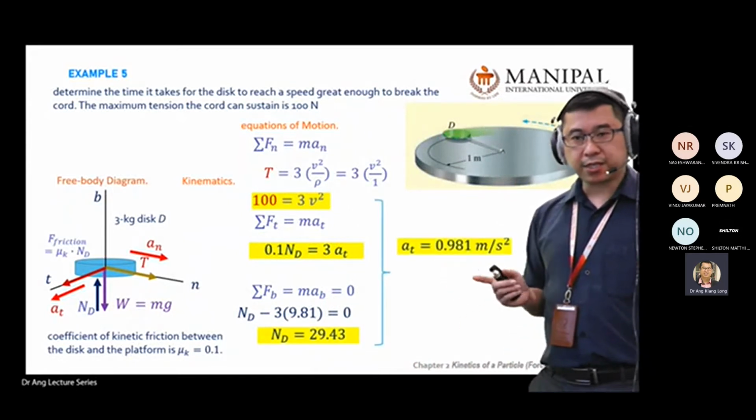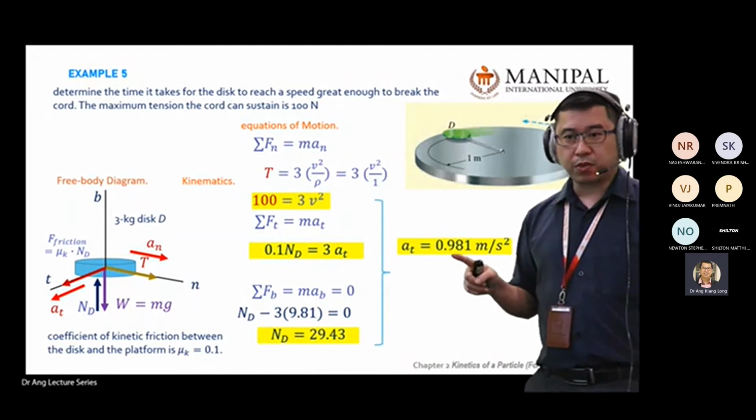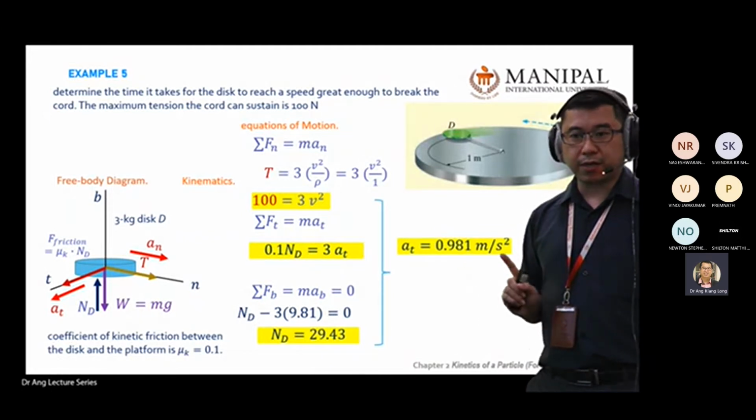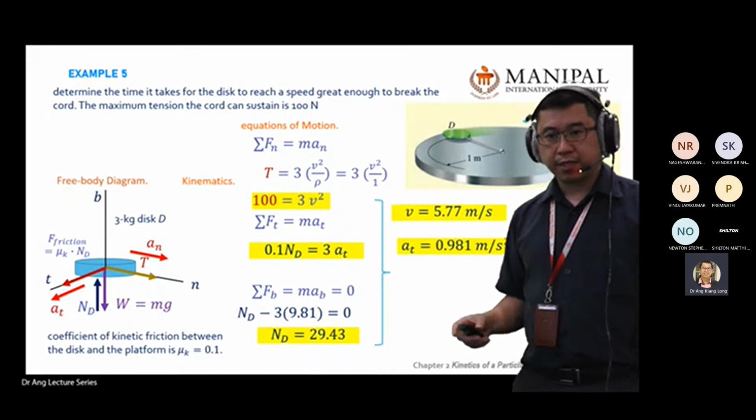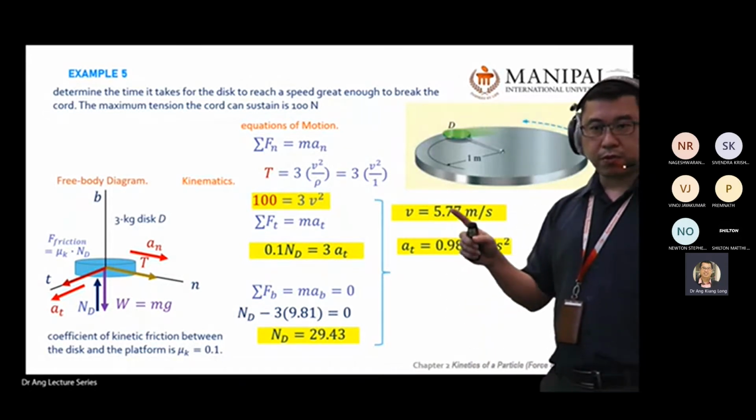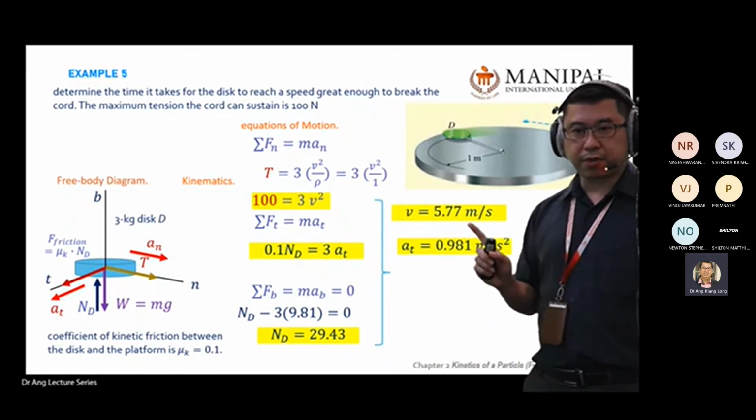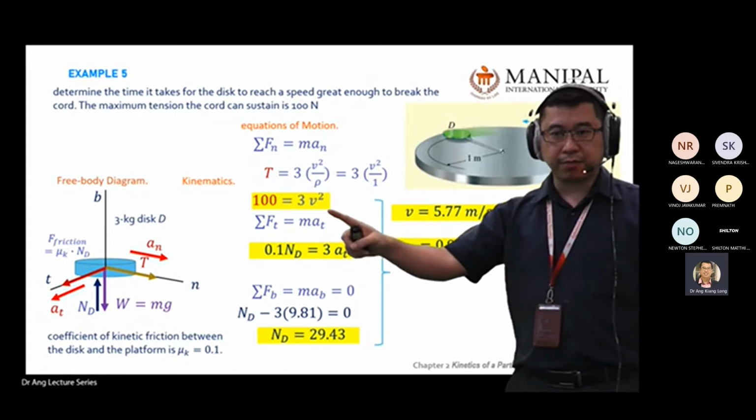So your a_t, just as a cross check, your a_t equals 0.981 meters per second squared. V equals 5.77 meters per second.